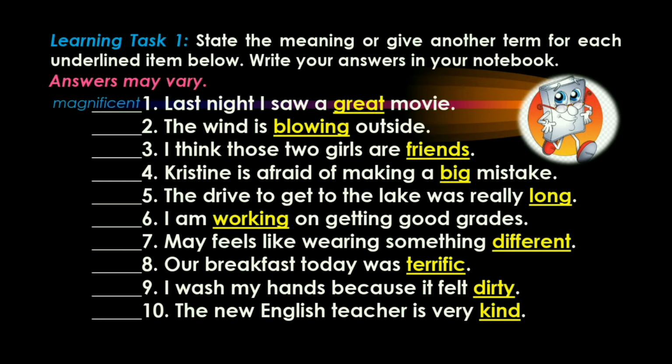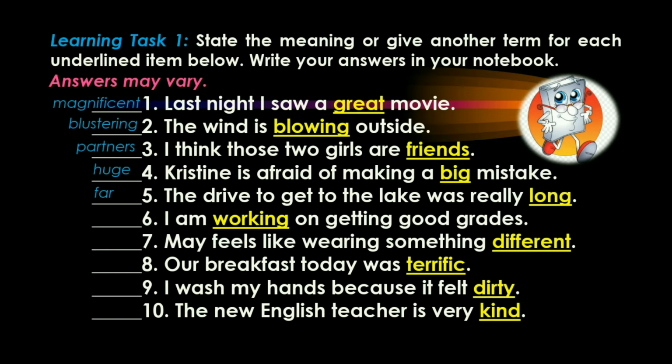Number 2. The wind is blowing outside. What does blowing mean? It means blustering. Number 3. I think those two are friends. Friends means partners. Number 4. Christine is afraid of making a big mistake. What does big mean? Big means huge. And number 5. The drive to get to the lake was really long. Long means far. So the other term for long could be far.